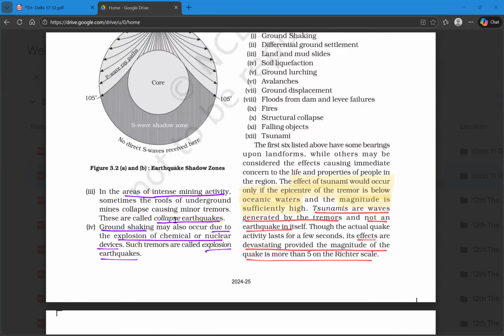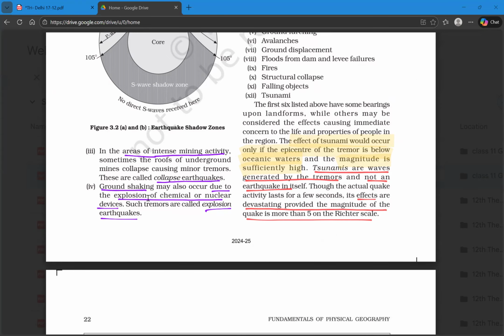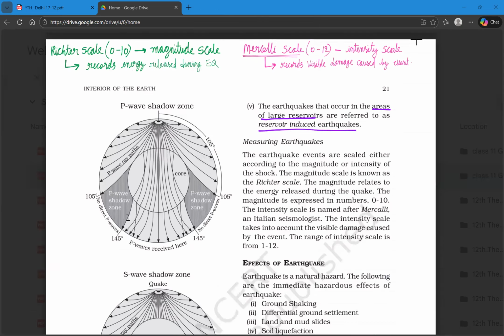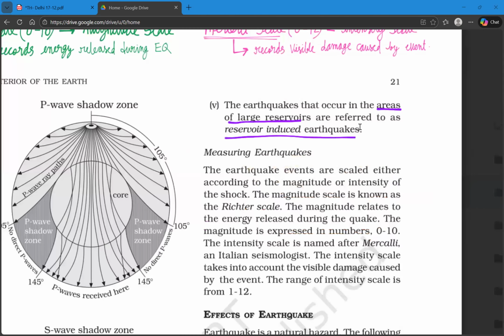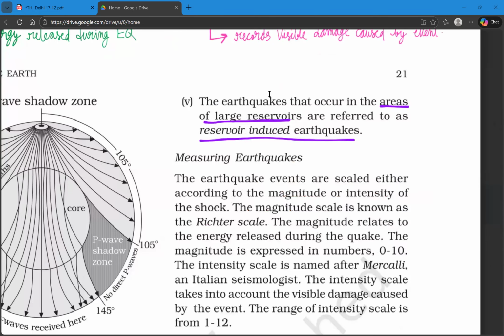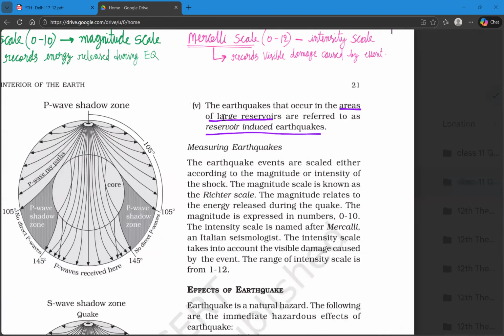And next we have collapse earthquakes, which are caused due to the areas of intense mining activity. And we have ground shaking due to the explosion of chemical or nuclear devices. Such tremors are also called explosion earthquakes. And the last one, we have reservoir induced earthquakes, where the earthquakes occur in the areas of large reservoirs. These are called reservoir induced earthquakes.